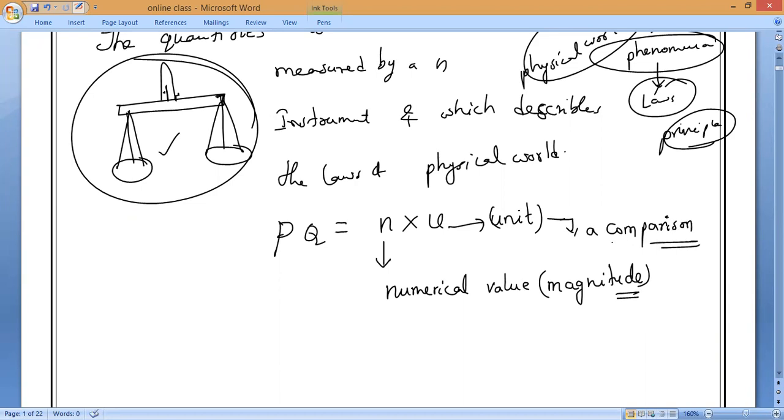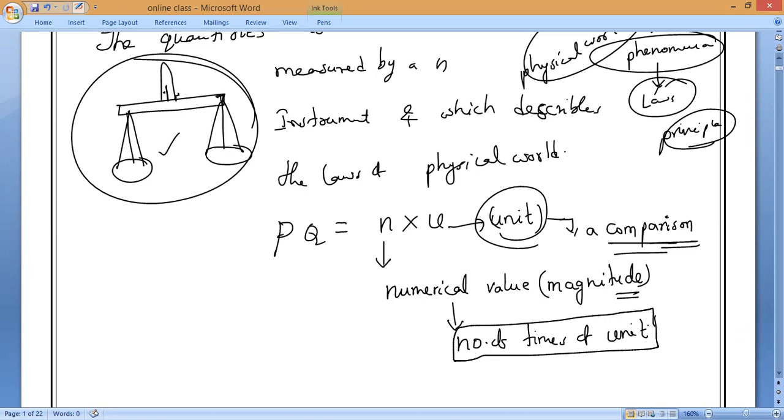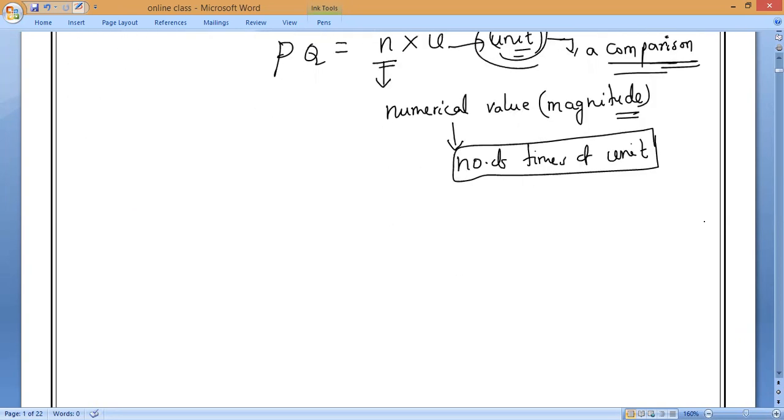Sir, how will you say it is a comparison? For example, let us consider, you might understand. So what is this numerical value? Numerical value means how many times, number of times of what we are considering, number of times of one unit. That is only called N. N is a numerical value of the unit and unit is a comparison. So let us take a small example.